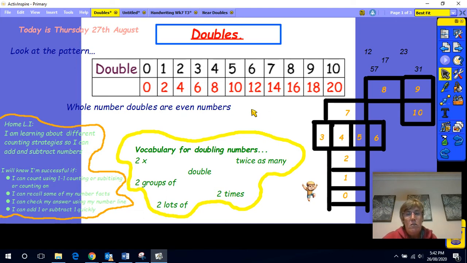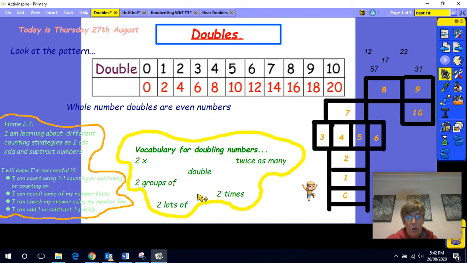Now, an interesting piece of information for you today is that whenever you double a whole number, so whenever I double any of these black numbers up here, they're all whole numbers, the answer will always come out as an even number. And it doesn't matter what the number is. So I've got some other numbers over here as well, 12, 23, 17, 57, 31. They are all whole numbers. And if I was to double any of those numbers, they would still be an even number.